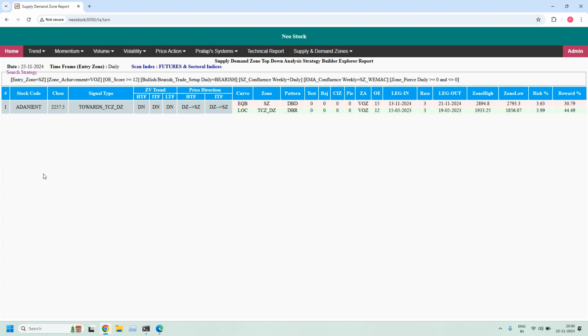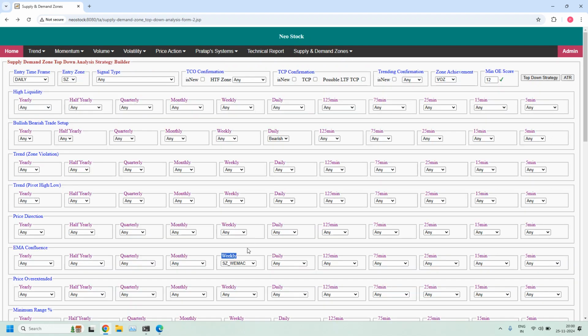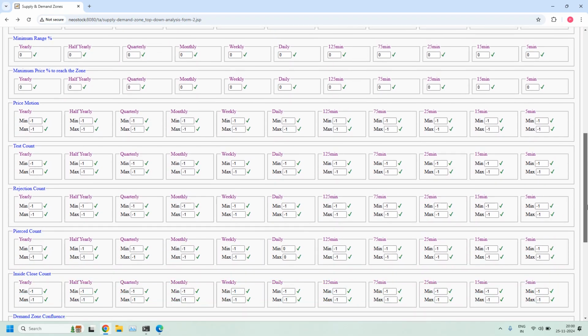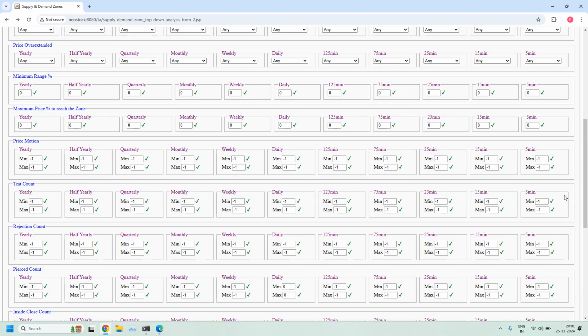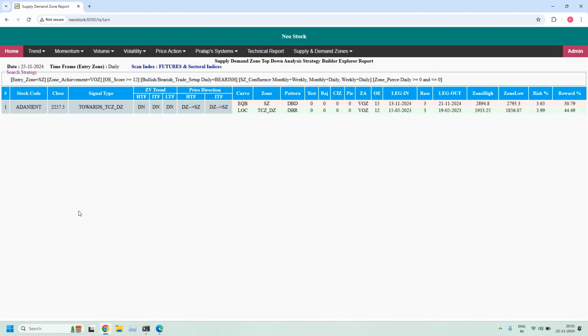Next, let us look for LTF, ITF, HTF supply zone confluence, removing EMA filter. And 3 filters we should set in the supply zone. First filter is already enabled, daily with weekly. And next, daily supply zone with monthly supply zone confluence. Weekly supply zone with monthly supply zone confluence. With all the 3 filters, we got only 1 stock.